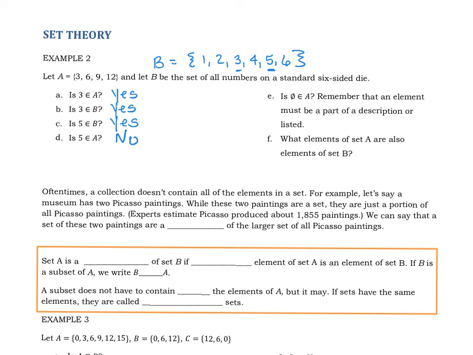Is the empty set an element of A? I do not see that symbol listed anywhere, and remember that an element must be a part of a description or listed. So no. What elements of set A are also elements of set B? Well, do I see 3 in set B? Yes. Is 6 in set B? Yes. But not 9 or 12.